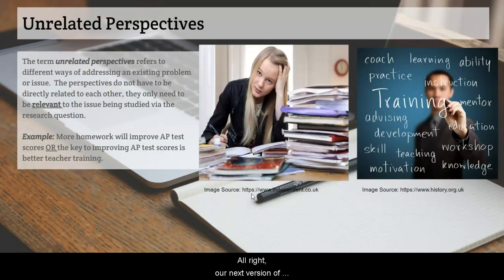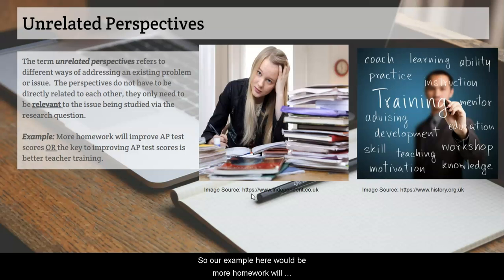All right, our next version of perspectives are unrelated perspectives, and this can be a little more challenging for you to identify. Unrelated perspectives refers to different ways of addressing an existing problem or issue. The perspectives do not have to be directly related to each other. They only need to be relevant to the issue being studied via the research question. So they don't have to be directly related to each other. They only need to be relevant to the issue.